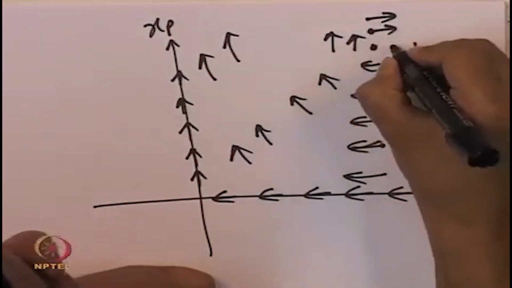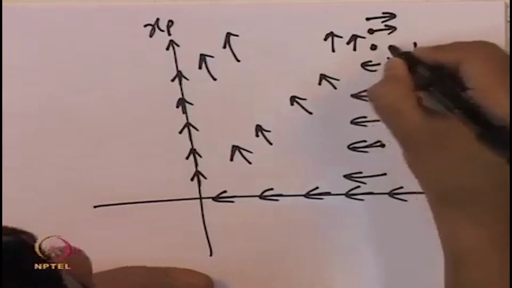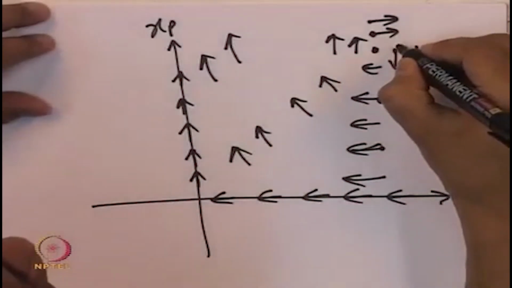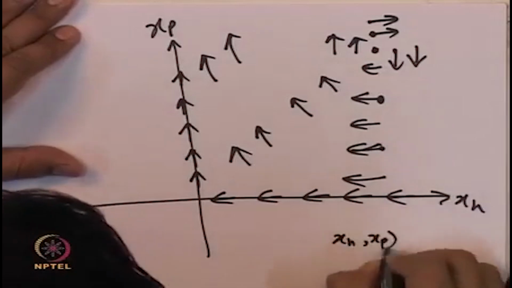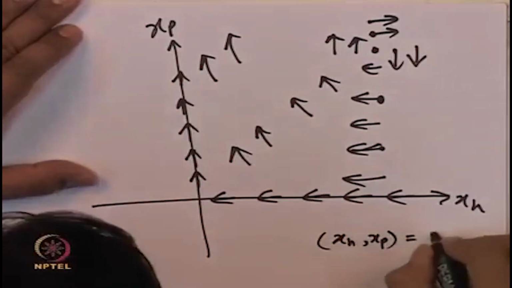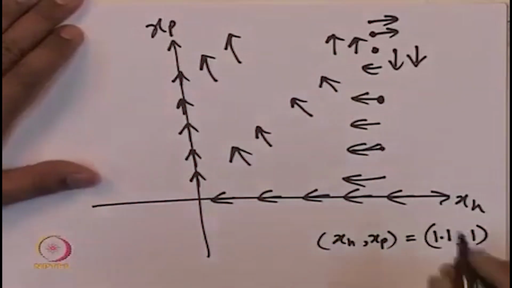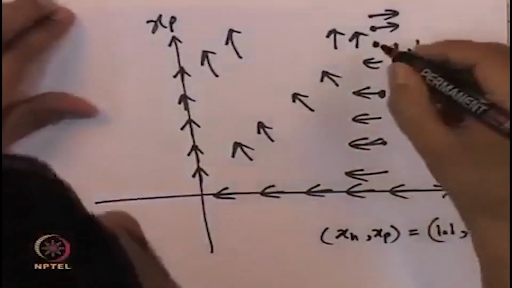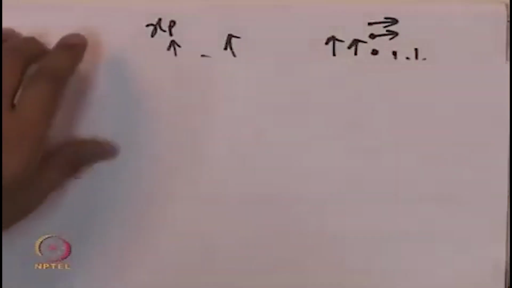So, let us take a sample point. This particular point has XP coordinate equal to 1, but XH coordinate slightly more than 1. So, for example, let us consider the point XH comma XP equal to 1.1 comma 1. Let us see what happens for this particular point. For this particular point, we have drawn the arrow like this, but let us check whether it indeed is like this.